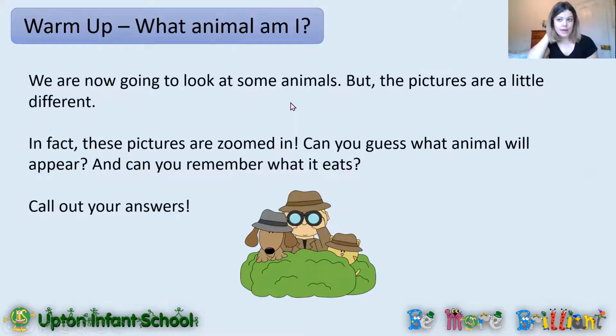We're now going to look at some different animals, but the pictures are a little bit different. These pictures are zoomed in, okay? So they're zoomed in pictures of different animals. And what I'm going to do is zoom out on the screen so the animal will gradually become a bit clearer. If you're at school, I would like this to be really interactive. So as a class, I want you to be calling out what you think it is, or you might want to put your hand up and then discuss as a class.